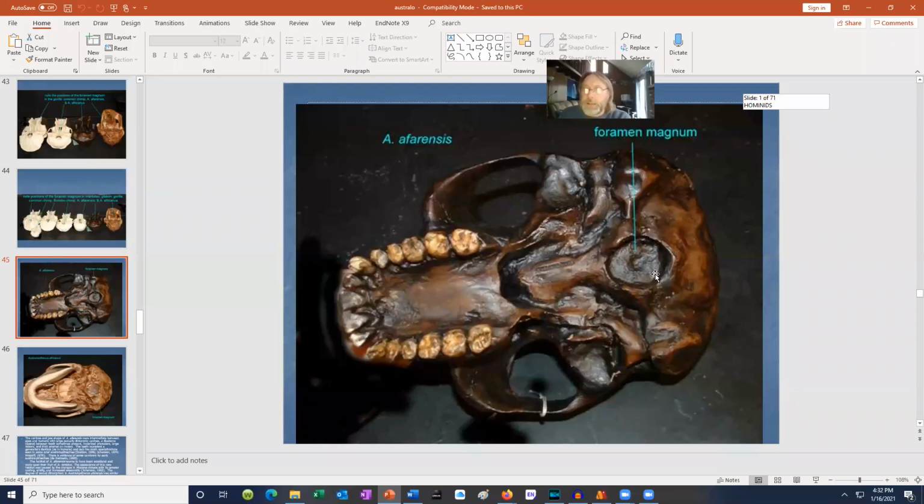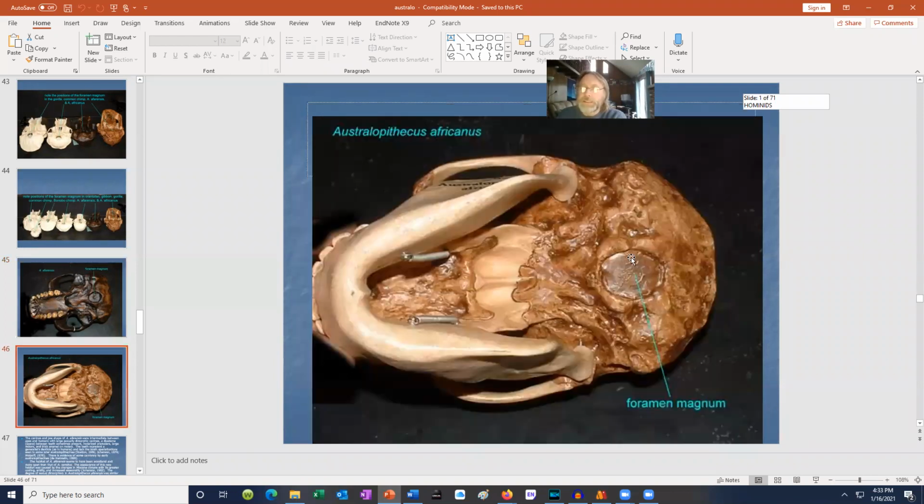Here would be another example of that. Notice the position of this opening in the occipital bone. This is the foramen magnum, where the spinal cord enters the skull and expands to become the brain. And notice its position here in this Australopithecine, directly underneath the skull. And then notice the same thing here in this Australopithecine.